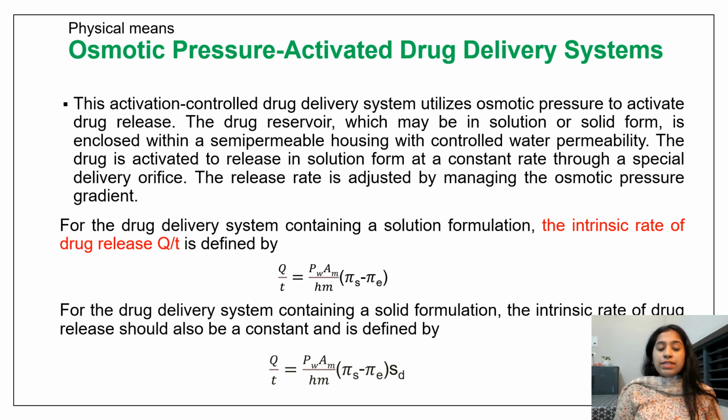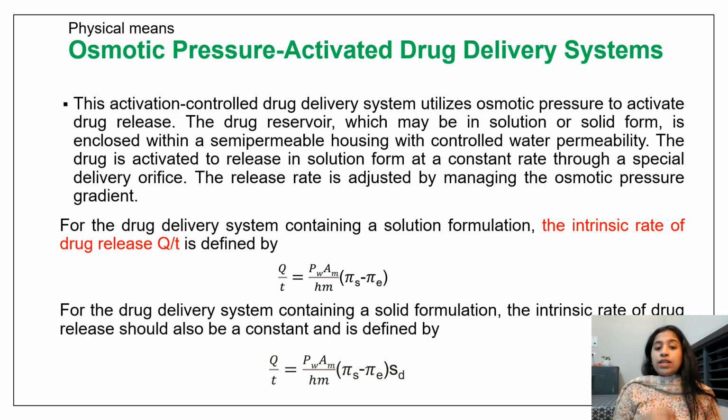So in physical means, the first one is osmotic pressure activated drug delivery system. Here the osmotic pressure is utilized to activate the drug release. So the drug reservoir may be in solution form or solid form, which is enclosed within a semi-permeable housing with controlled water permeability, and the drug is activated to release in solution form at a constant rate through a special delivery orifice. So the release rate is adjusted by managing the osmotic pressure gradient.